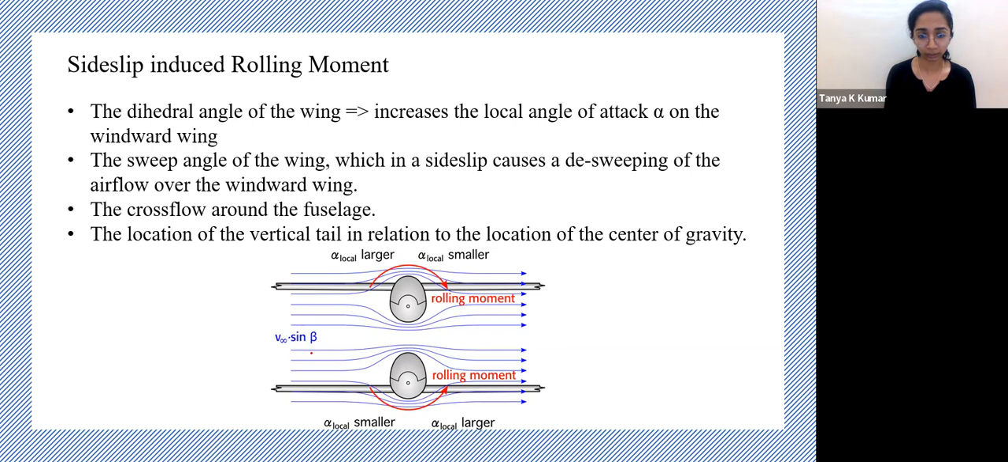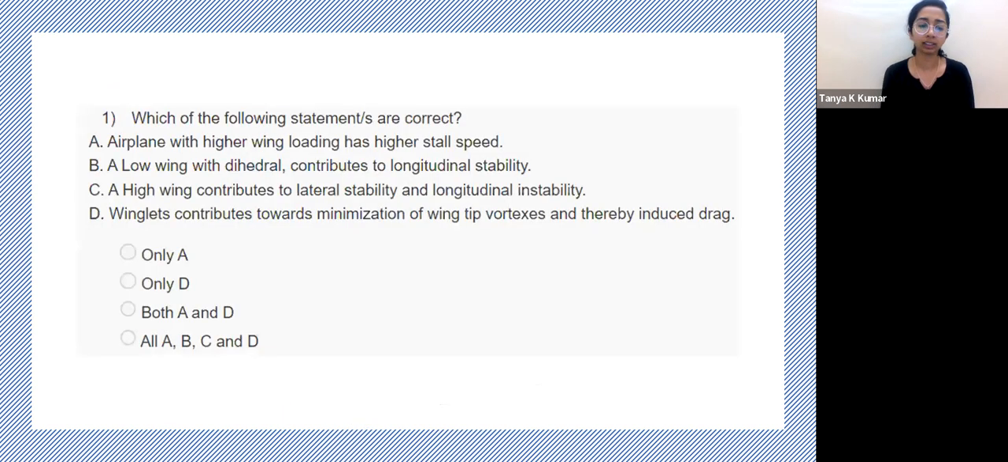So the component that the fuselage sees is this V infinity sine beta, and it introduces a rolling moment, the flow across the fuselage. So these four quantities contribute towards inducing a rolling moment when the aircraft is subject to a side slip. I just mentioned this point for the sake of completion. We discussed adverse yaw, so I'm just discussing this. Now we'll go over to the questions.